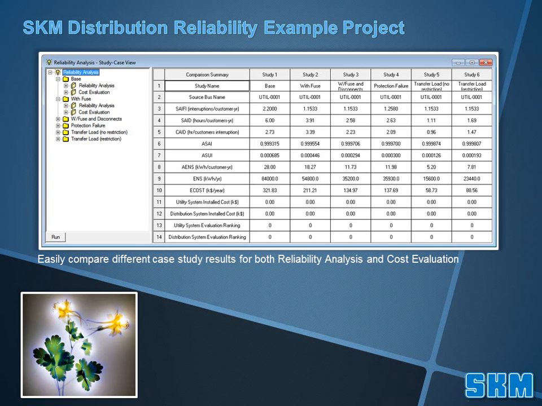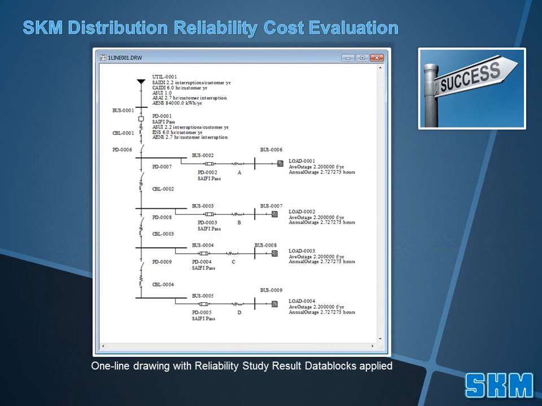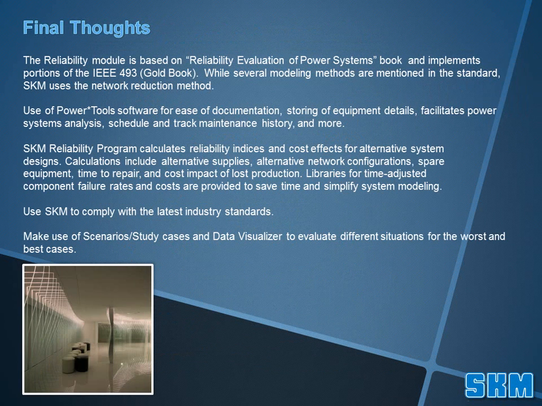As you can see, some values are improved over the base while others are not. There are trade-offs between cost and performance. Your engineering judgment and rationale now come into play as you evaluate these. As stated earlier, there are trade-offs between cost and performance. Here is the one-line drawing with reliability study result data blocks applied for the case chosen. As stated earlier, there are trade-offs between cost and performance.